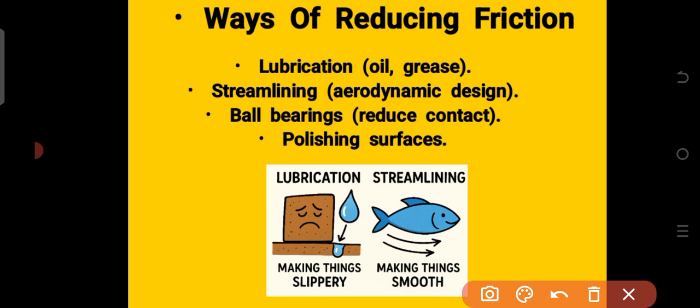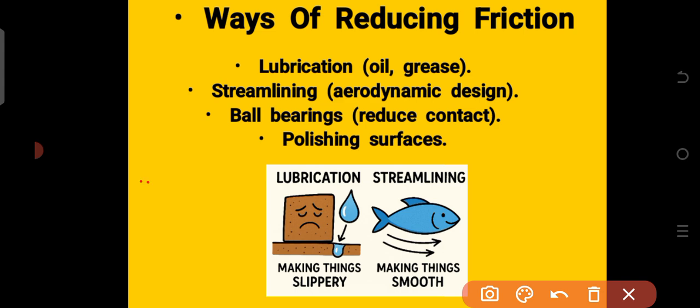Then lastly, polishing the surfaces. Polishing a surface makes it smooth. And we know that the rougher a surface, the higher the friction, because friction occurs greatly in surfaces that are rough. It is less in surfaces that are smooth.